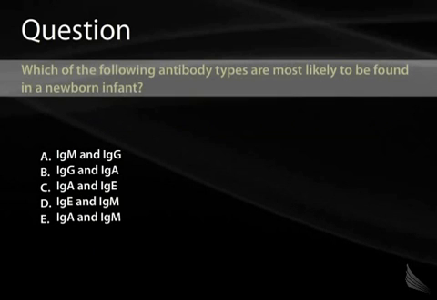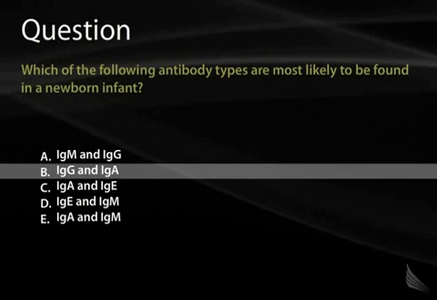Another question. Which of the following antibody types are most likely to be found in a newborn infant? A. IgM and IgG, B. IgG and IgA, C. IgA and IgE, D. IgE and IgM, or E. IgA and IgM?